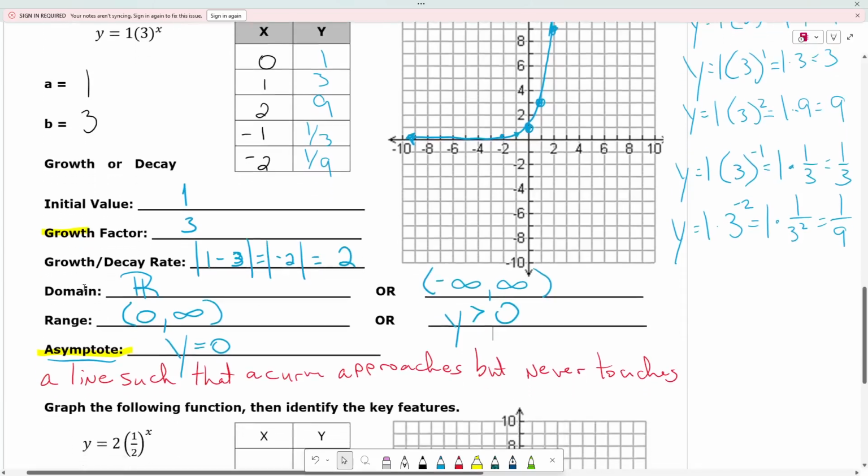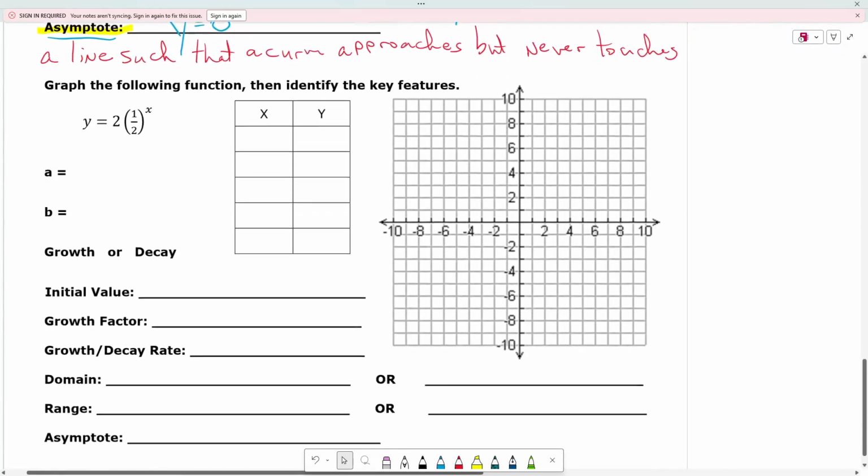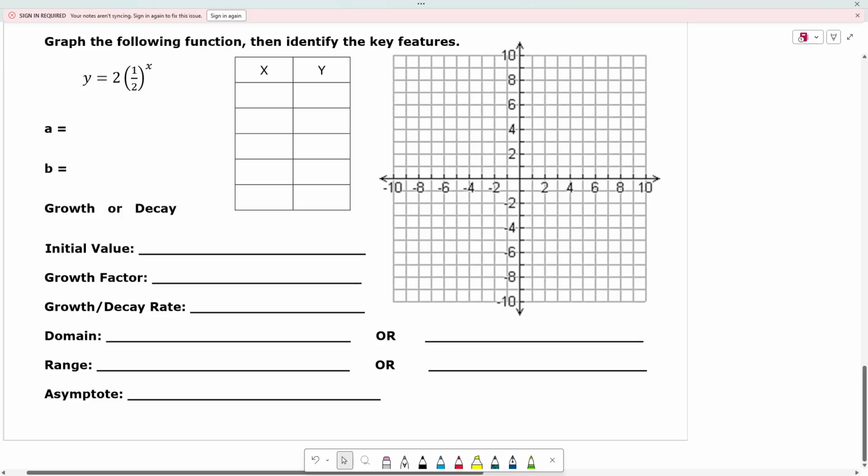Looking at another example that we have right here. In this example, notice my A is 2, because that's my starting point. That's how much stuff I started with. B in this case is 1/2. So B is between 0 and 1. Since it's between 0 and 1, this is decay. It's going to be going down this time.